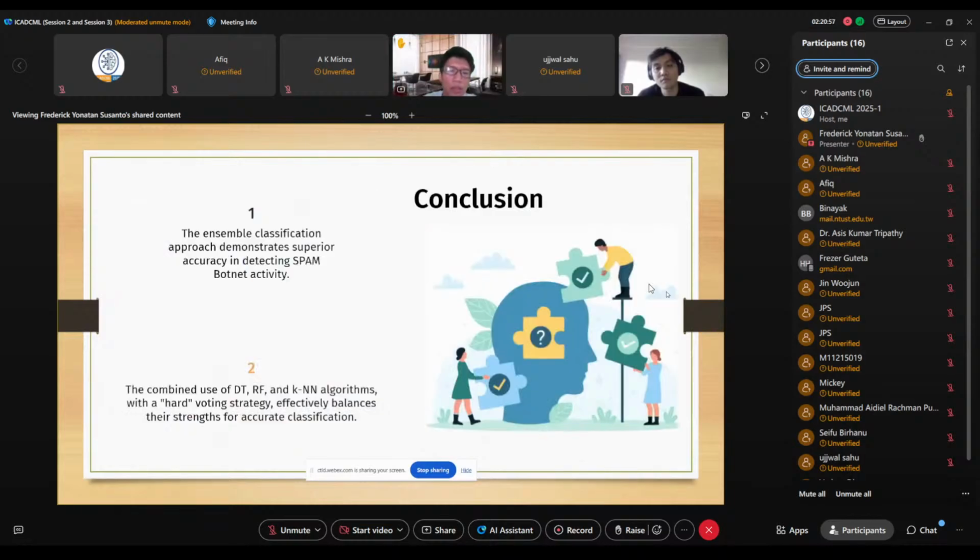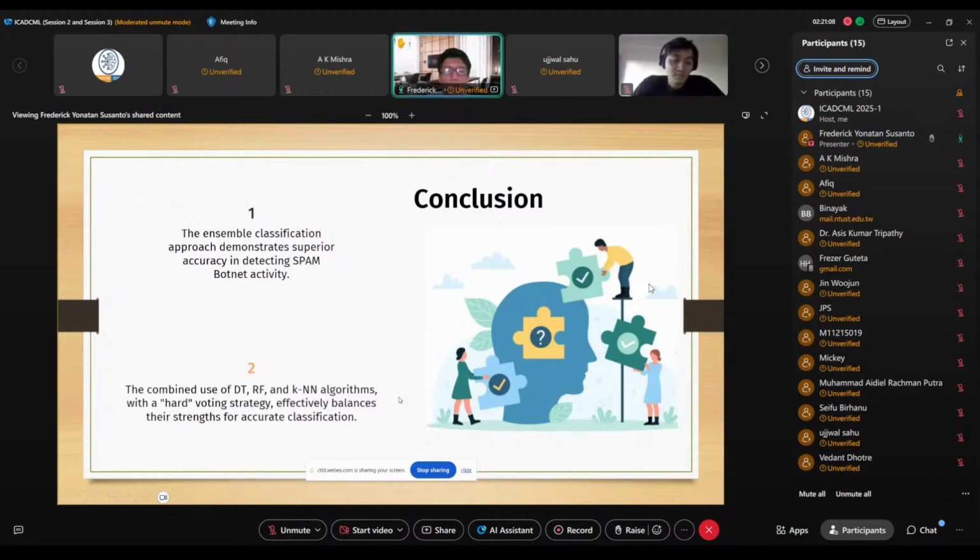First, the ensemble classification model is effective in detecting botnet spam attacks. And second, the combination of decision tree, random forest, and K-nearest neighbor algorithm with a hard voting strategy effectively balances the design for accurate classification, with a weighted accuracy of 99.05%, precision of 99.02%, and a recall of 99.05%. And the F1 score is 99.03%.